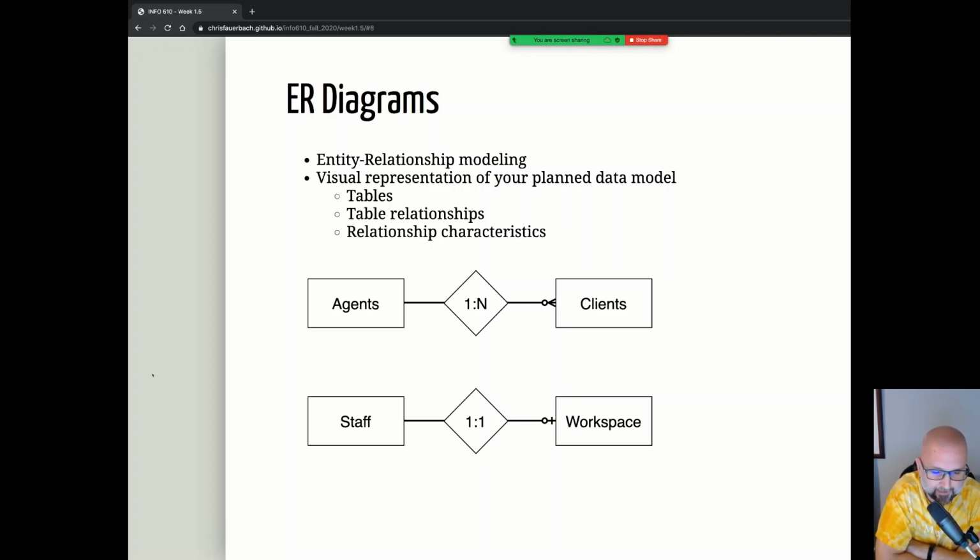If we look at this diagram, the first horizontal section is an agent's table. In this diagram, we're not showing any fields, any attributes, no primary keys, etc. What we're showing is that we have an agent relation. That relation is going to be a table in our database, and it is related to our clients table. So you'll see a couple of notations on here. The first one is the diamond with the 1:n. That's saying it's a one-to-many relationship.